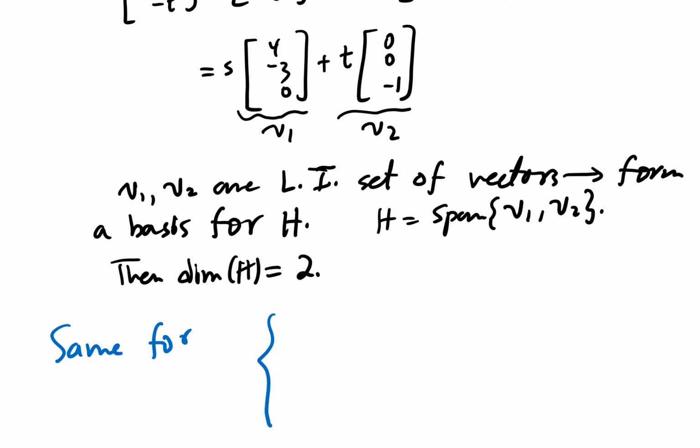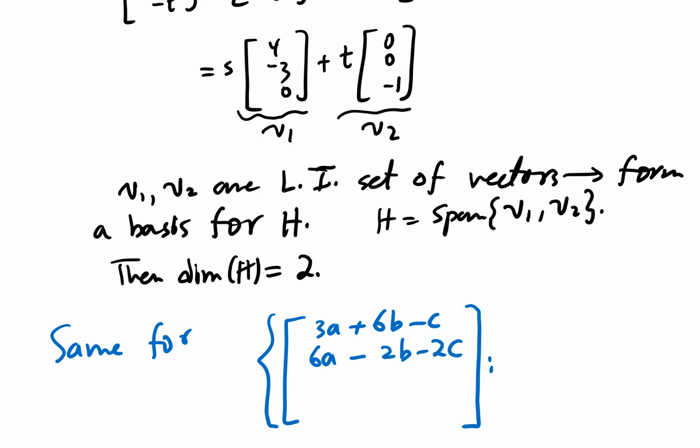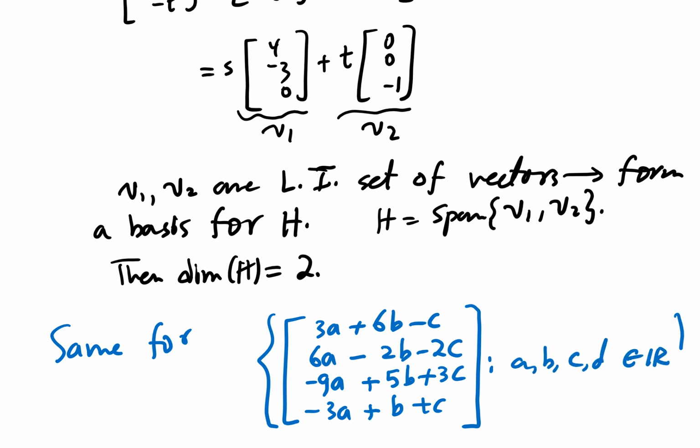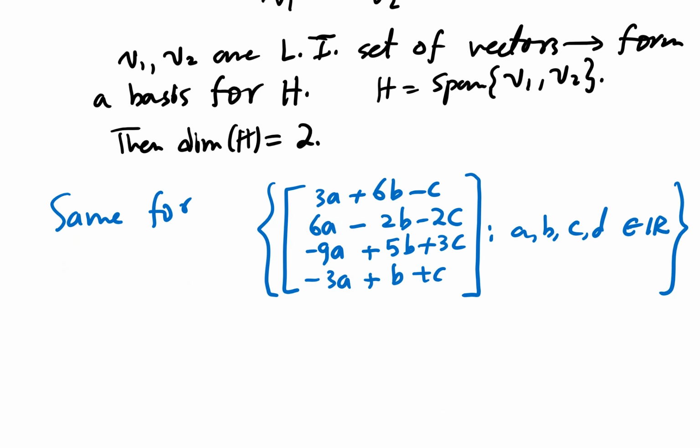Same for 3a plus 6b minus c, 6a minus 2b minus 2c, -9a plus 5b plus 3c, -3a plus b plus c, where a, b, c, d are real numbers. So now what I want you to do is work on this in groups.